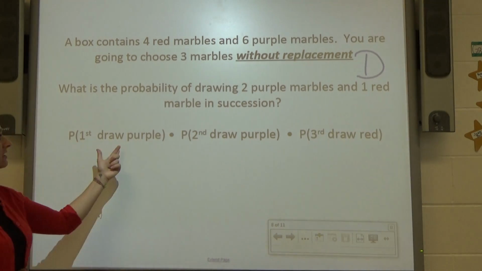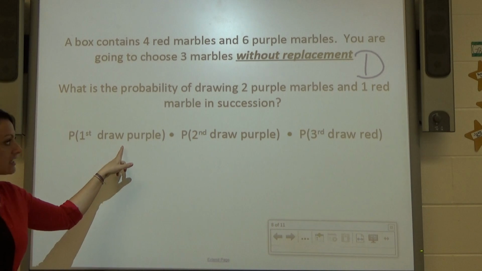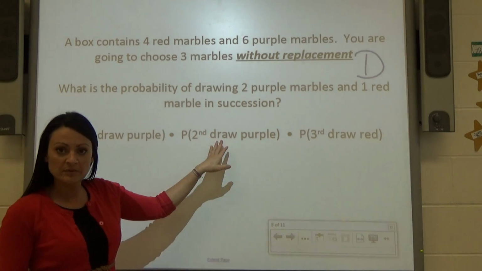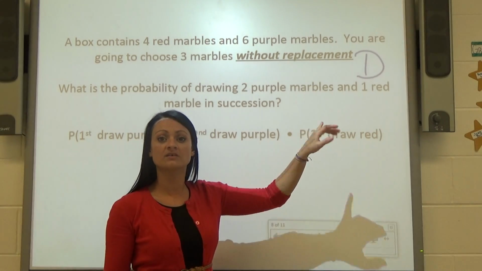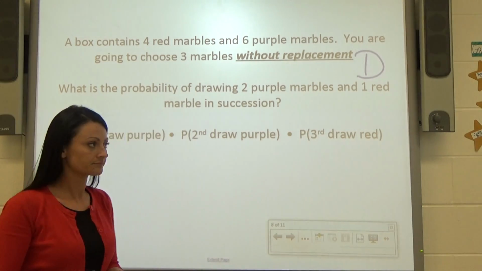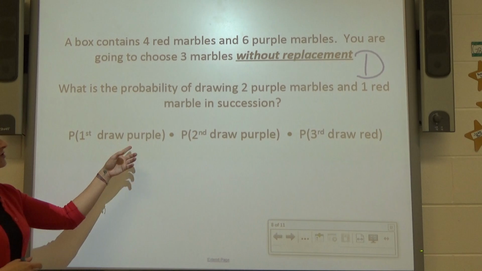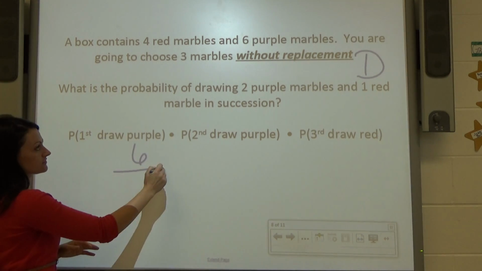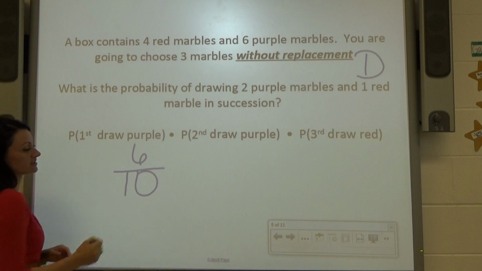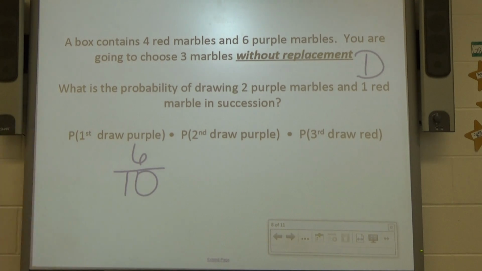So what I'm going to do, I already kind of wrote out my formula for you. I'm going to do the probability of drawing a purple the first time, multiplied by the probability of drawing a purple marble the second time, multiplied by the probability of drawing a marble that is red on the third time. So the first purple marble, well, I have 6 purple marbles to choose from. There's 10 marbles in the bag altogether. So the first purple marble would be 6 out of 10.